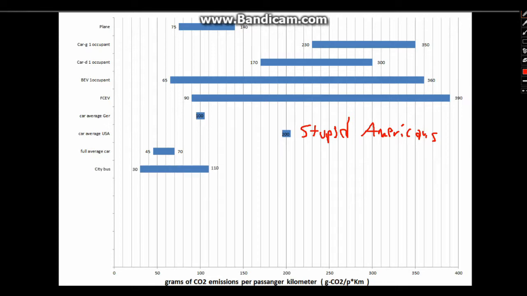Now let's give a look at public transportation. For buses, here the small number refers to a full bus, while the big number is when only 10 people are in the bus. As you can see, even with such a low occupancy, using a bus is still better than using an empty car.